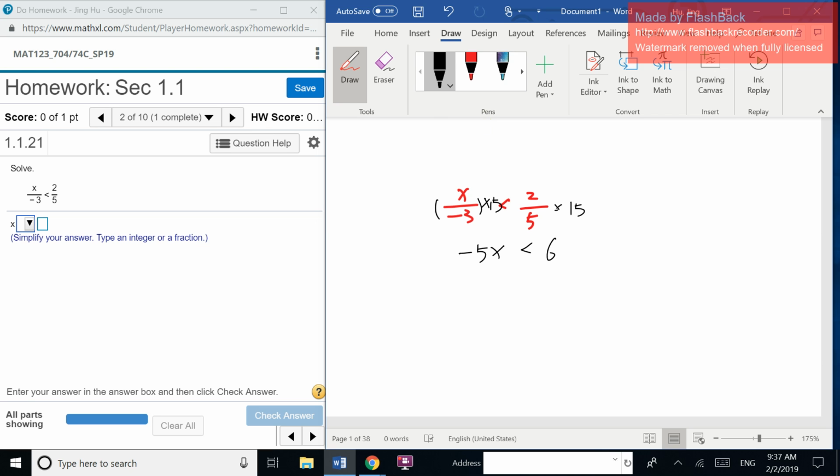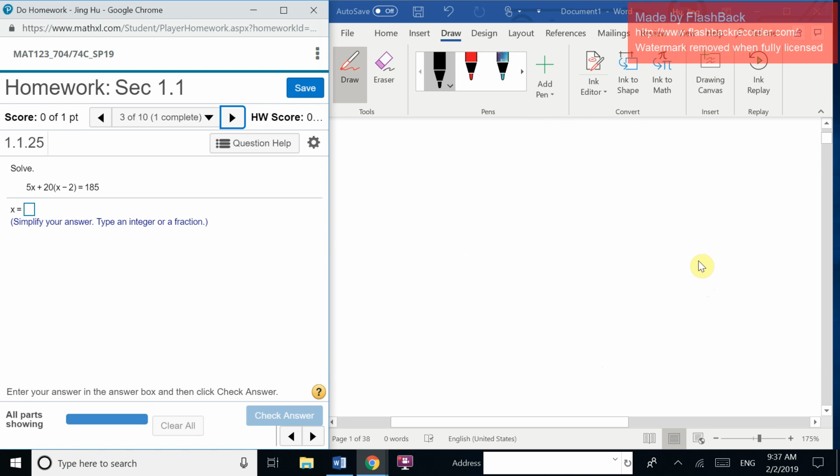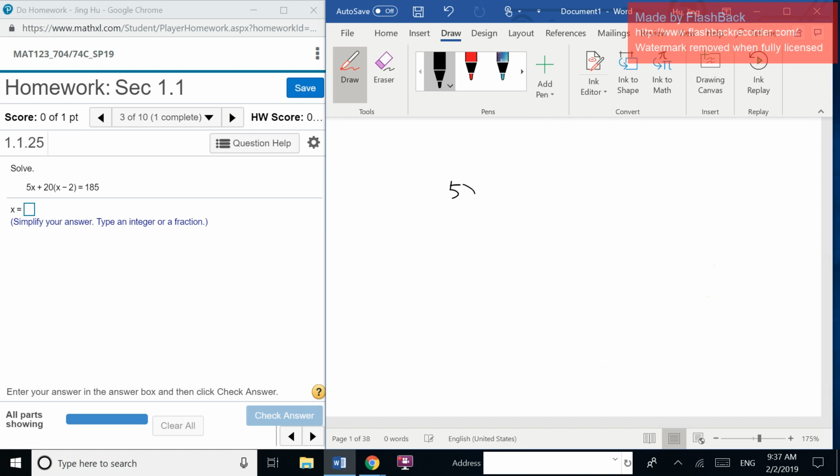So the left side becomes negative 5x. Then you divide by negative 5, and the inequality less than becomes greater than. Change the direction of the inequality. The next one.